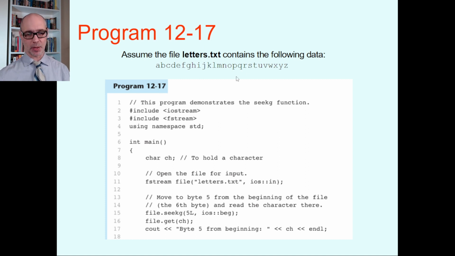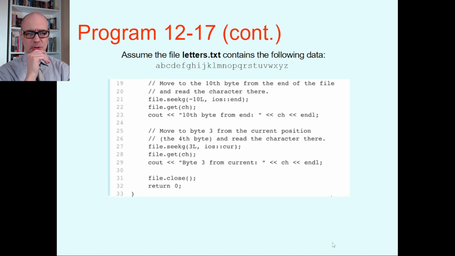Okay, let's try a couple other things. You have that same file open there. The next thing we're going to do is move to the 10th byte from the end of the file and read the character there. So here we're calling file.seekg. The offset is -10, but we're counting from the end of the file. Then once we jump to that location, we'll get that character and print it out.